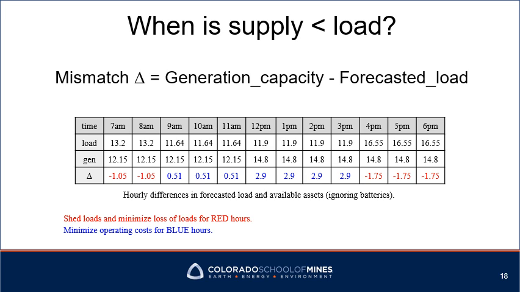So this problem can be broken up into 2 tasks. The goal is to shed loads and minimize loss of loads for the red hours, which appear in the morning, as well as the final 3 hours. And then during the blue deltas, we want to minimize the operating costs. We'll be able to meet all demands, but we want to do it in an economic fashion. And this heuristic method is going to address solely the power mismatch problem, therefore the hours between 7 to 9 a.m. and 4 to 7 p.m.